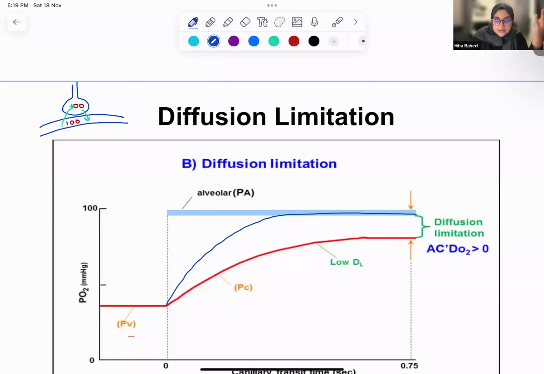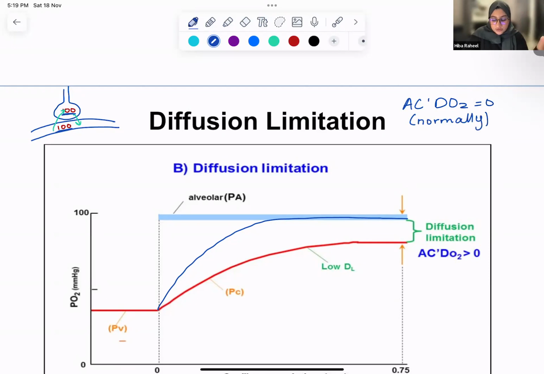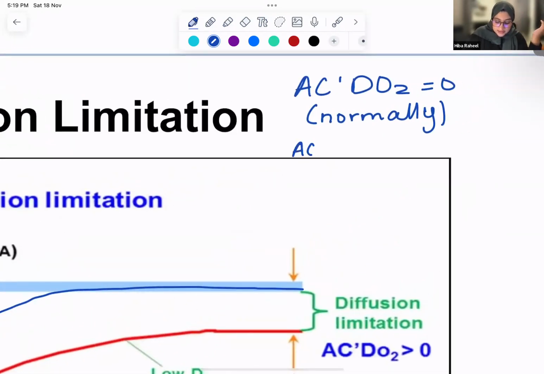So normally the difference between alveolar oxygen and the capillary oxygen is 0. A-C DO2 is the difference between the oxygen in alveoli and capillary. It's equal to 0 normally. Okay, now when there's diffusion limitation, the A-C DO2 becomes more than 0. So what do I mean by that?